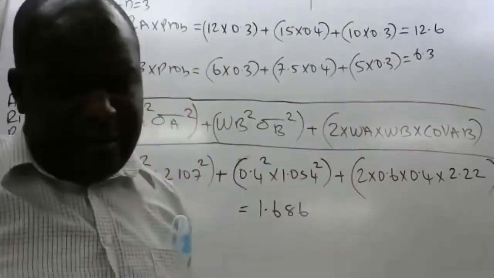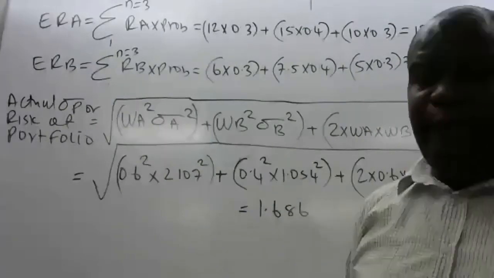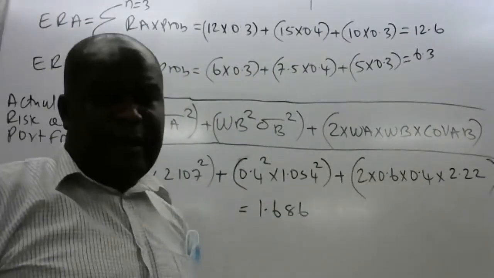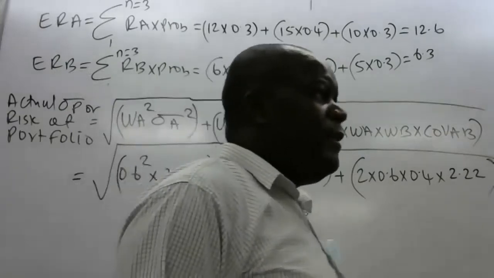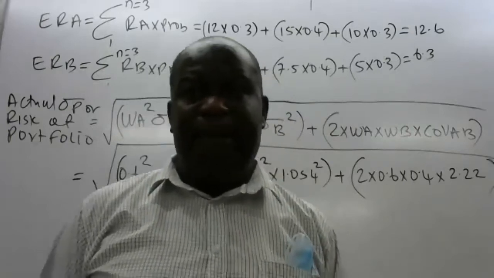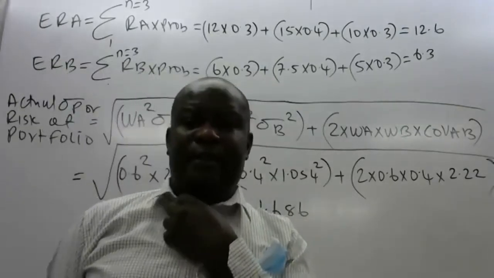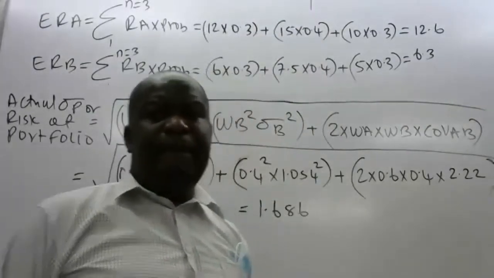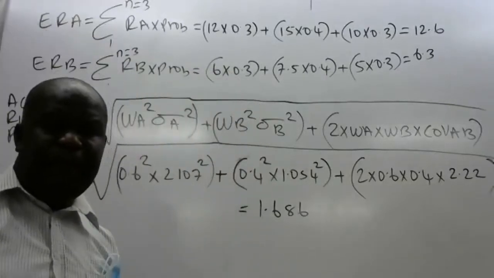But I want us to add there the Roman letter 5. Roman letter 5 is supposed to be: compute the percentage of the risk minimization.